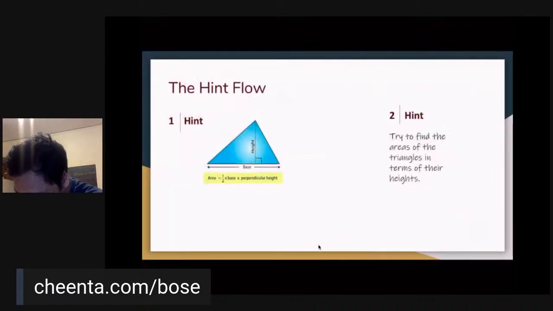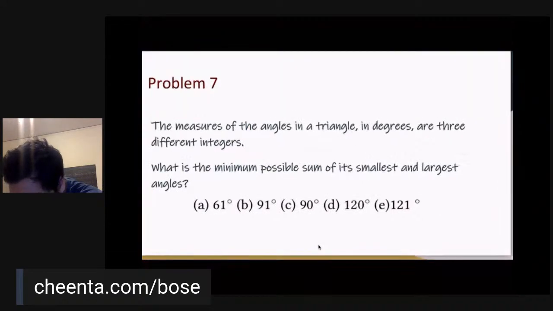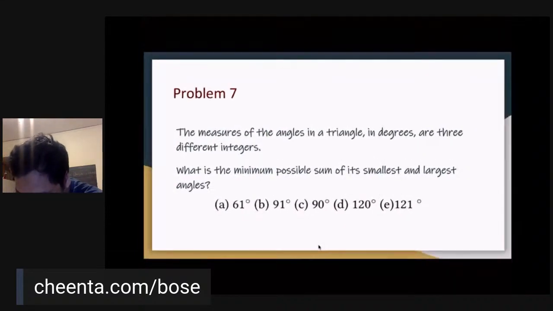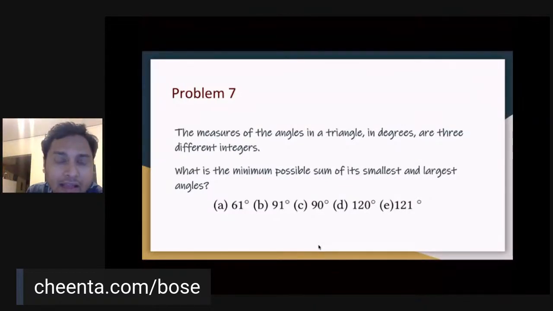Okay. Now let's move on to this next problem. Well, it says problem 7. Well, it probably shouldn't say that, but anyway. So now we have this. Let's look at this problem. The measures of the angles of a triangle in degrees are three different integers.